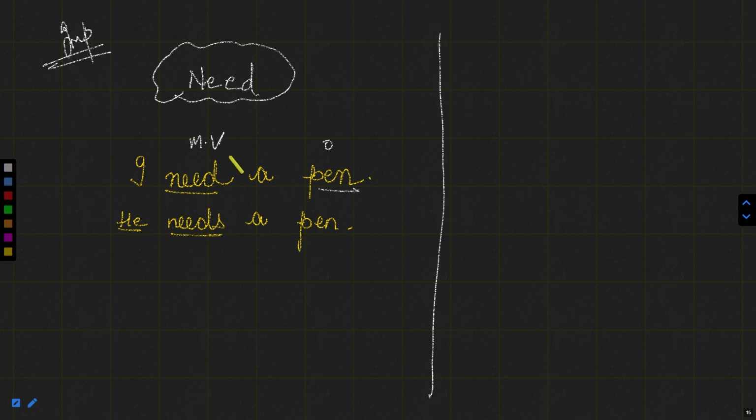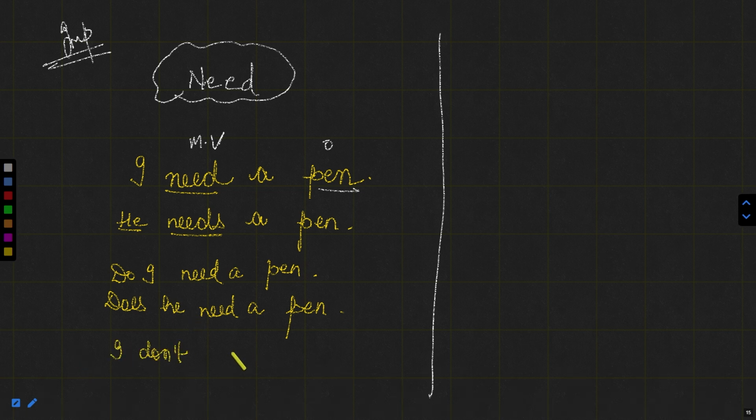Again, this need is a main verb. If I have to convert this given sentence into an interrogative sentence, how will it be? It will be like, do I need a pen? Again, this need is a main verb. Or does he need a pen? That is it. Or if I have to convert this into negative, what will I say? I don't or do not need a pen. Or he does not need a pen, like this. Now, this need over here is a main verb only.